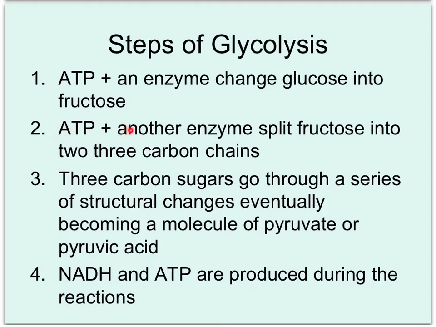Second step, ATP and another enzyme split that fructose apart. Then all kinds of mess happens here, changing that fructose into what we call pyruvate, or pyruvic acid, which we saw on the last slide. And finally, NADH, not NADPH. NADPH was in photosynthesis, it's just NADH, and ATP are produced.